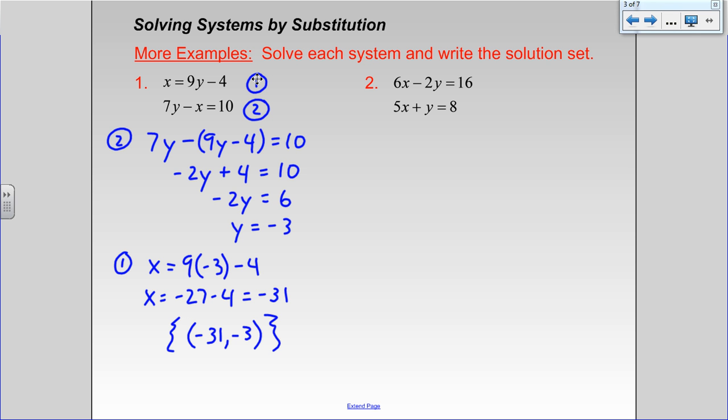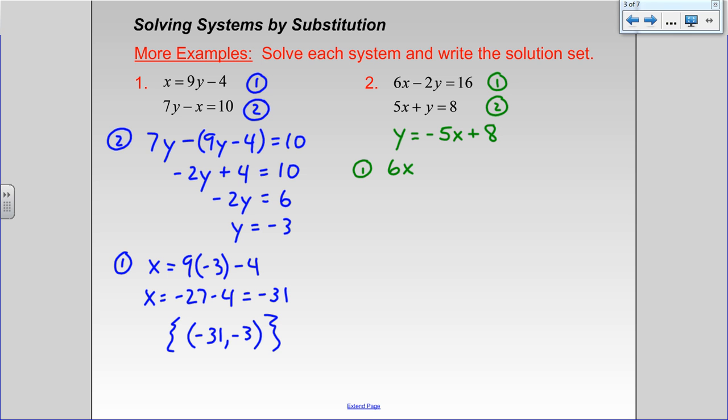Moving to the second example. Equation 1 is 6x minus 2y equals 16. Equation 2 is 5x plus y equals 8. In this case, neither variable is isolated in either of the two equations, so we need to isolate one of the variables. Equation 2 would be the easiest if we isolate y by subtracting 5x on both sides. Now that we've rewritten equation 2, we can substitute equation 2 into equation 1.